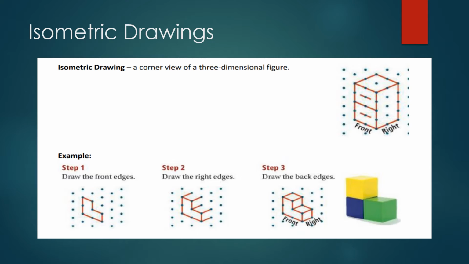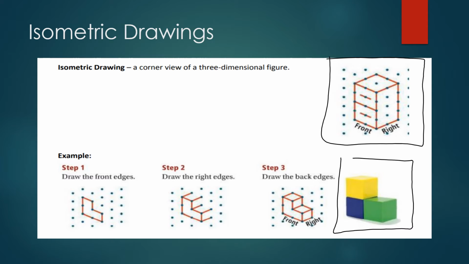So the next type of drawing that we want to talk about is called an isometric drawing. An isometric drawing is a corner view of a three-dimensional figure. So this right here is an example of an isometric drawing. And then these blocks down here, this is the isometric view. Many times if we're looking at something in the three-dimensional world, which is what we live in, we may want to draw an isometric drawing so that I can see a front view, a right view, and a top view. Even though we're working in 2 dimensions, it gives us a little more perspective of what we're really looking at.